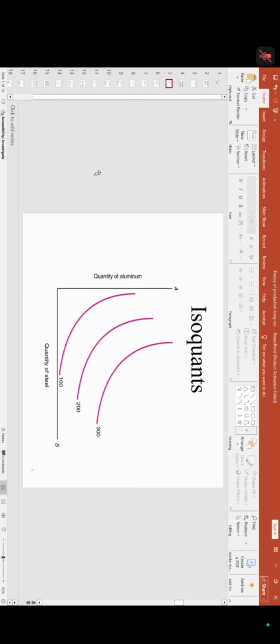Yes. So this is the isoquant curve. Okay? So assume that you are going to produce something using aluminium and steel. Okay? So those are two things that you are using. So those are two variables here. There's no fixed amount. You can change whatever you want to produce the optimal level.